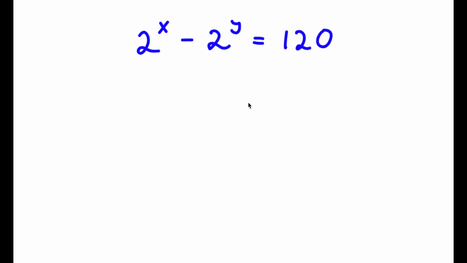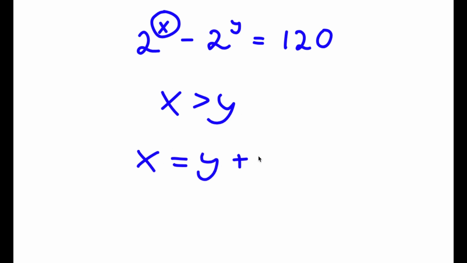Alright, so in this problem I have 2 to the power of x minus 2 to the power of y is equal to 120. So at first glance, we can already tell that 2 to the power of x is greater than 2 to the power of y, because 2 to the power of x minus 2 to the power of y is a positive number, meaning x is greater than y, because both of these have the same base. So because we know that x is greater than y, we can say that x is equal to y plus some variable k.